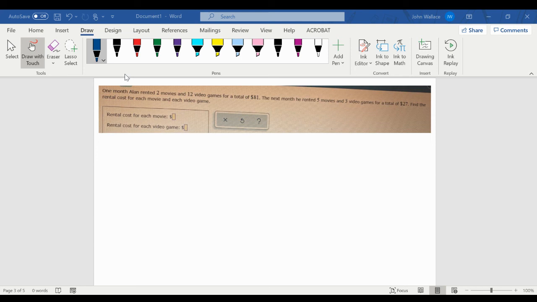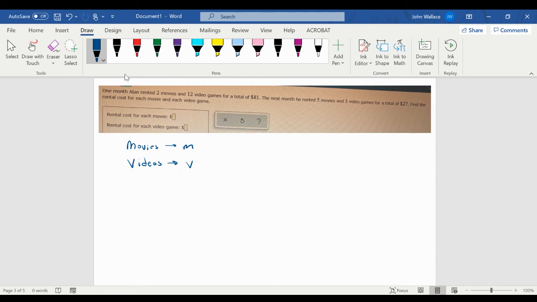All right, what we're going to do here is make a list of the items we're talking about. Here we're talking about movies, and we're also talking about videos. So we're going to use the variables M for movies and V for videos.